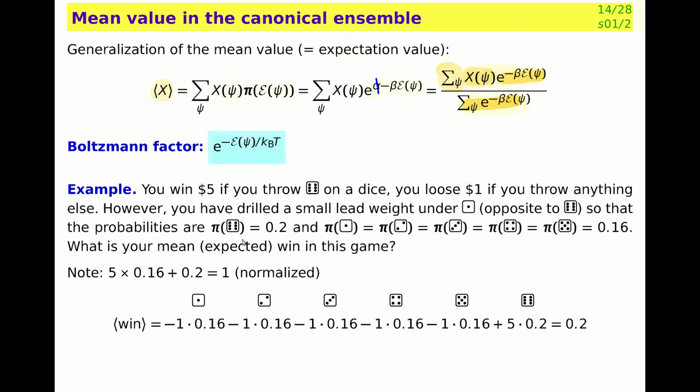Let's go back to our example of a silly game with a dice. Let us say I cheat. So I'll take a drill and drill a small hole under 1, opposite to 6, and put a small lead there. And if I throw such a dice, I'll get number 6 with a higher probability. Let us say 0.2. And let's say for simplicity that all other points have a lower probability, 0.16.